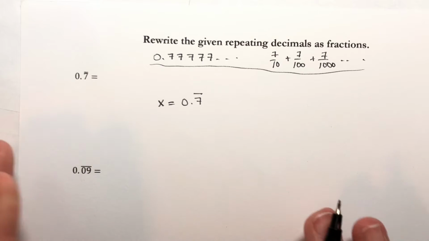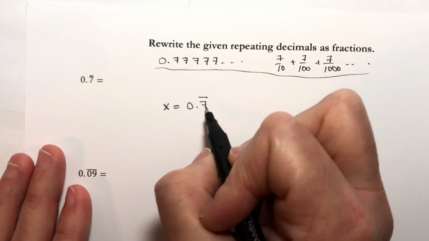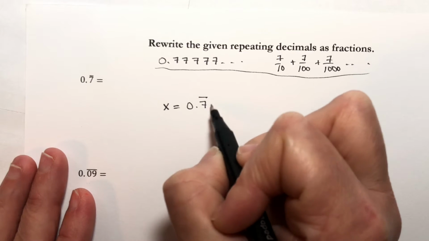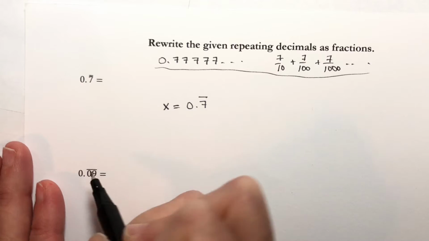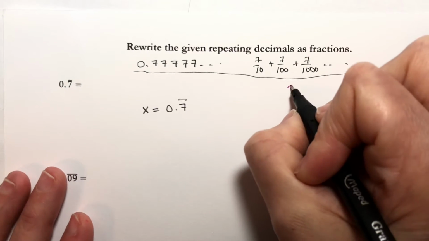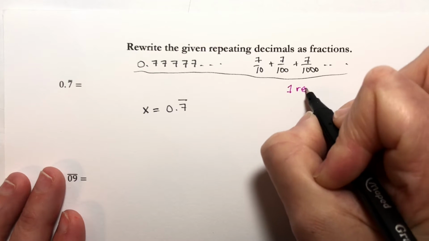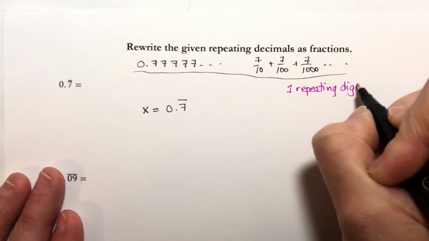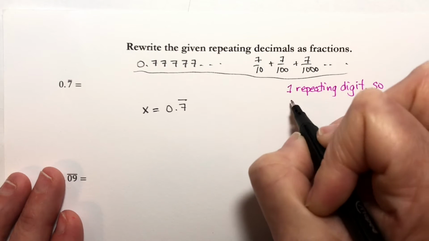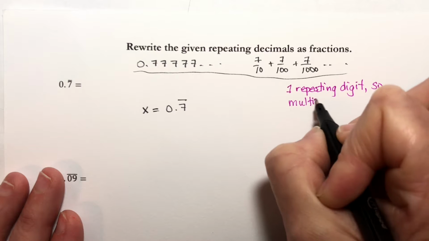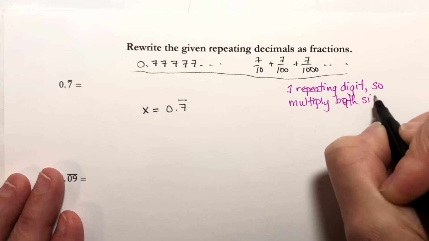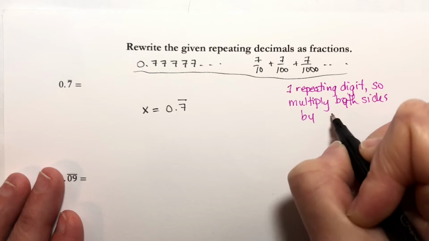Now, why did I do that? First of all, ask yourself how many decimal places you have repeating. Here I have 1 place repeating. Here I have 2. This one I have 3. I have 1 repeating digit. So multiply both sides by 10.